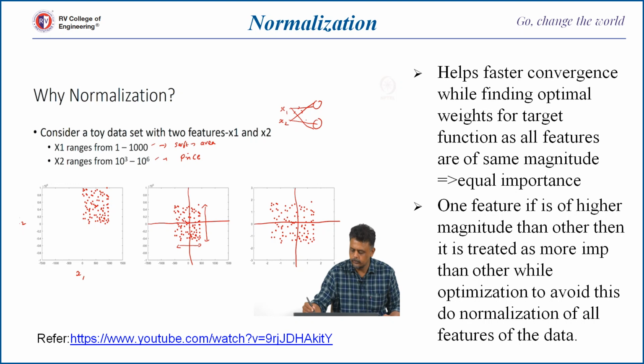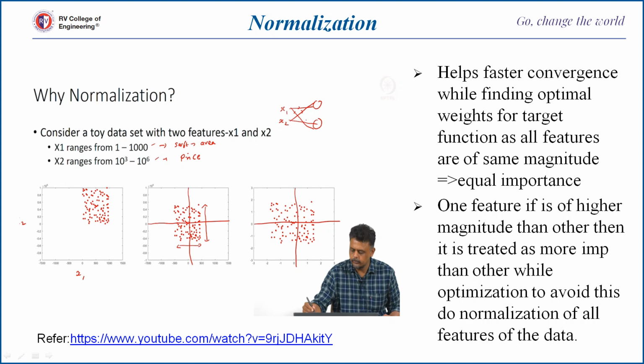Why do we do it? Because it helps in faster convergence while finding optimal weights for the target function. When all features are of the same magnitude, while finding the optimal weights during convergence, the model would treat both features as having equal importance. If one feature is of higher magnitude than the other, it is treated as more important than the other during optimization. To avoid this, we do normalization of all features of the data.